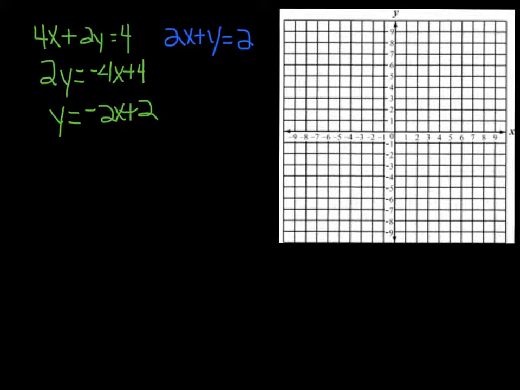When we graph that, we have a y-intercept at 2. The slope is negative 2, so we're going to go down 2 and right 1, down 2 and right 1, or we could have gone up 2 and back 1. Okay, and then you have that line.